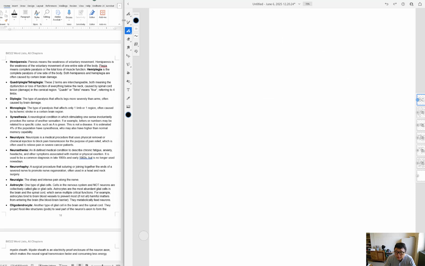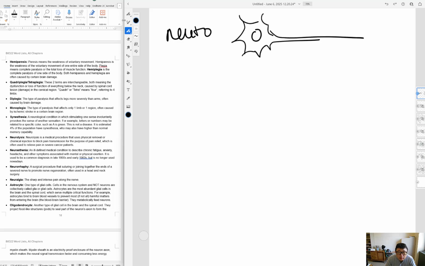The last two things: the nerve cells. In the nervous system, we have mainly two types of cells. Neurons are those cells that send signals from one side to the other. But in the central nervous system, which means the brain and the spinal cord, neurons are not the only cells. There are also other non-neuron cells. We collectively call them glial cells.